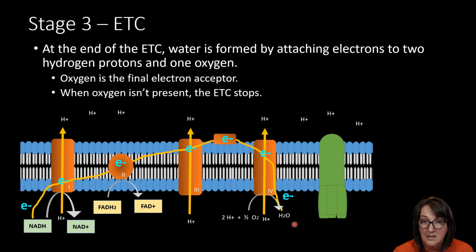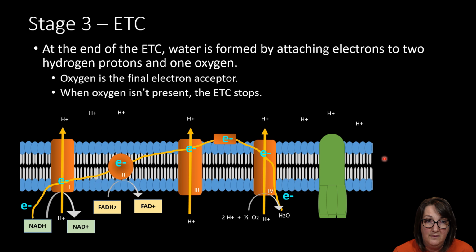If oxygen is not here, this whole ride stops. And if this whole ride stops, the citric acid cycle stops. The pyruvate oxidation, all of that, all of it stops. It will not allow this to work any further into the mitochondria, okay?